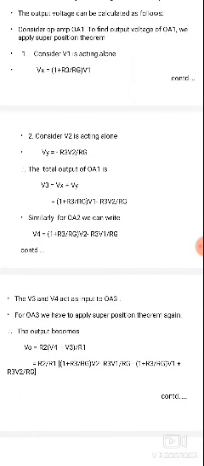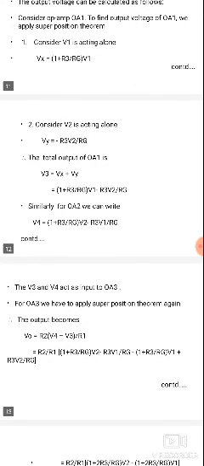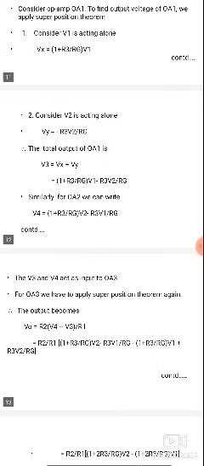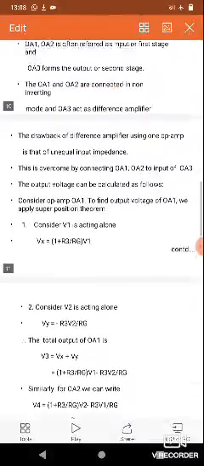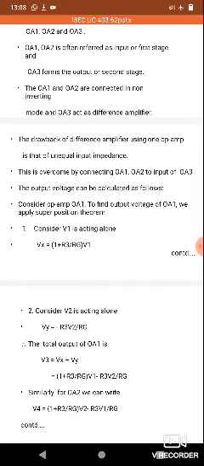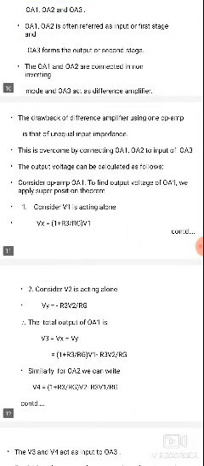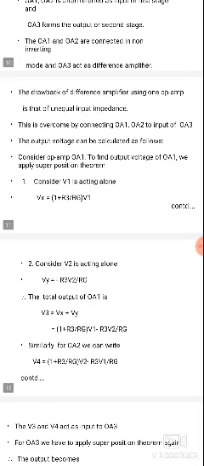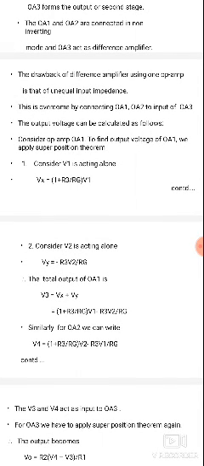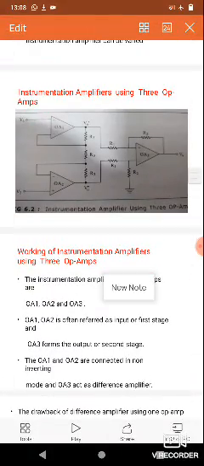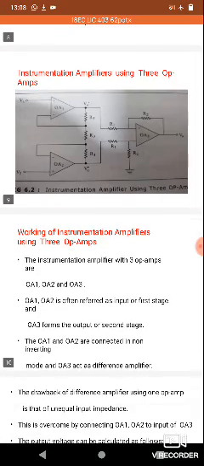Next, consider V2 acting alone. V2 is the second input, connected to operational amplifier 2. Then Vy is equal to minus R3 into V2 by Rg. The non-inverting gain is 1 plus R2 by R1, and the inverting gain is minus R2 by R1. So here we write 1 plus R3 by Rg into V1 minus R3 by Rg into V2.